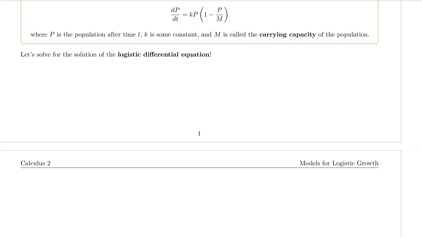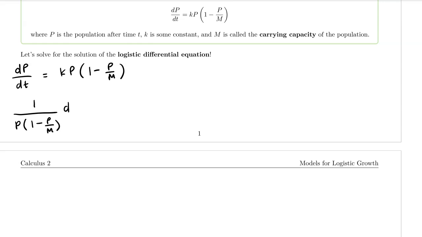Let's go ahead and solve for the solution. So we have dP/dt equals k times P times 1 minus P over M. I want to divide both sides of this equation by P times 1 minus P over M. And then on the right-hand side, we're separating our differential equation, so we have k times dt.